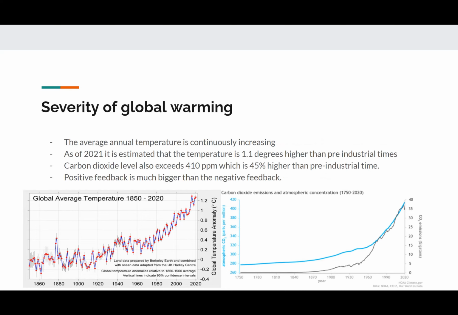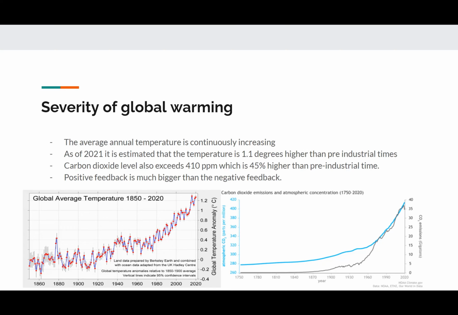But before we do that, let's talk about the severity of global warming. The average annual temperature on Earth is constantly increasing, and as of 2021, it is estimated that the temperature is 1.1 degrees higher than in pre-industrial times, and the carbon dioxide level also exceeds 410 parts per million, which is 0.041%, which is 45% higher than pre-industrial times.